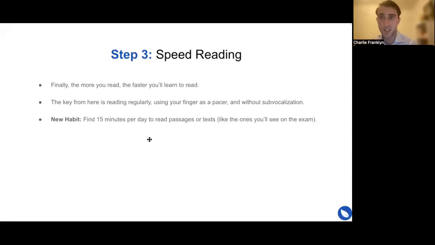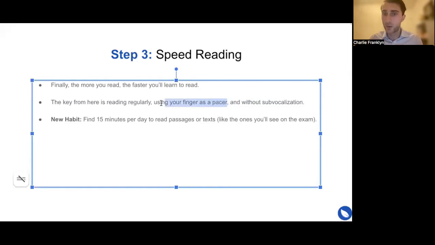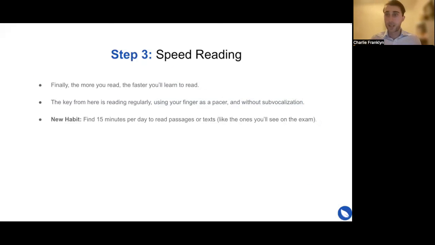Try reading passages that are more difficult, like the poems, like some of the more difficult texts you would see on the exam. And if you can practice that with using your finger as a pacer and with removing that sub-vocalization, that's going to give you a big advantage. So like 10, 11 days, that's enough time to train and get really good at these things. And so I would really focus on that as a habit between now until your exam.